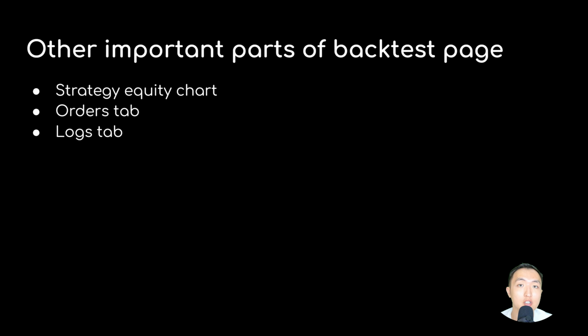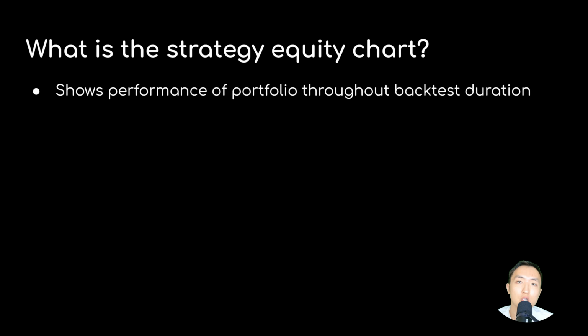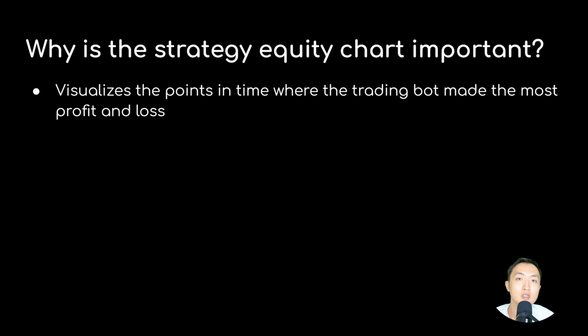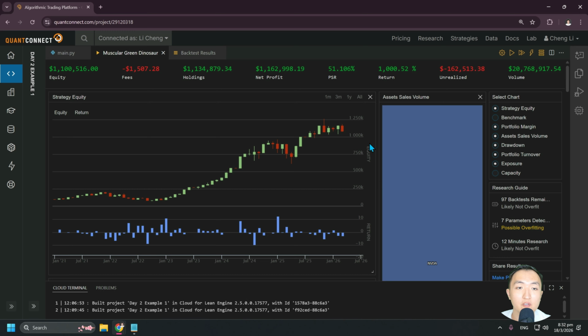There are three other important parts of a backtest page that you should know about. They are the strategy equity chart, the orders tab, and the logs tab. The strategy equity chart shows us the performance of the trading bot's portfolio throughout the duration of the backtest. It's important because it visualizes the points in time where the trading bot made the most profit and loss. It can be found at the very top of the backtest page.